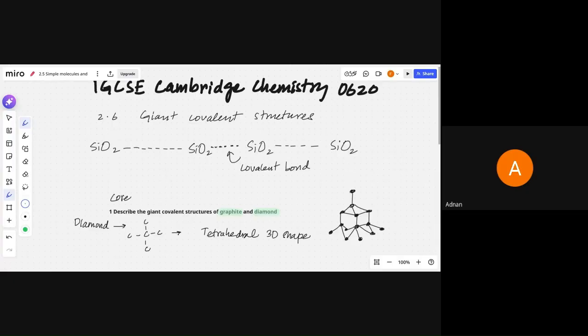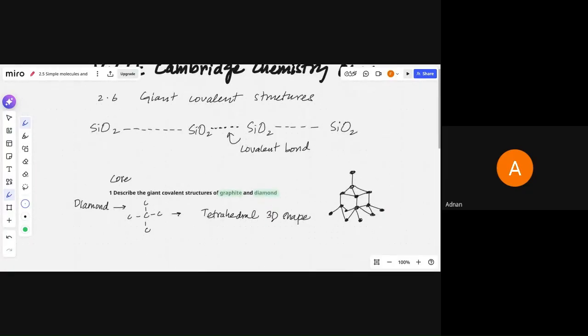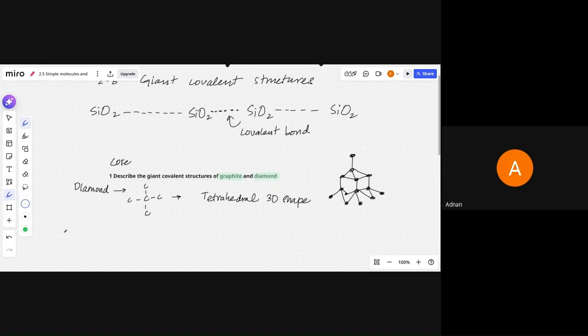I've explained in my previous lesson as well why molecules or atoms can conduct electricity. It is because the delocalized electrons or ions can move. And here we don't have any delocalized electrons, so diamond does not conduct electricity. Now we move on to the structure of graphite.